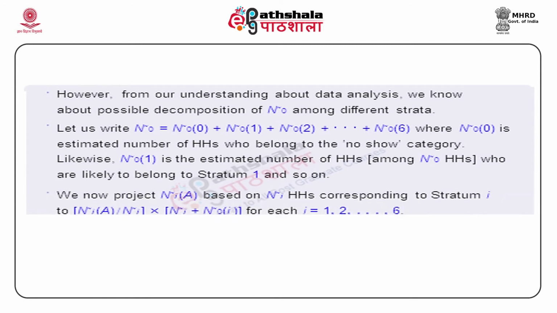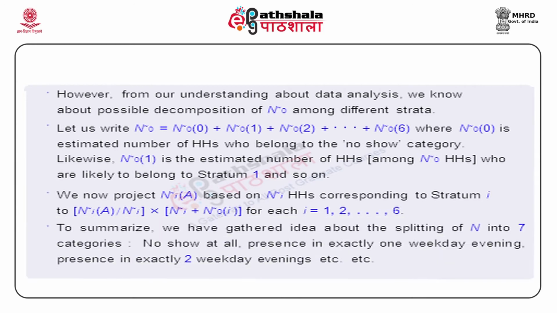We now project ñiA based on ñi households for the stratum i. So, all I am doing is looking at the incidence proportion of all those households in the category i in respect of the feature A, and that proportion I am projecting to all those who are present today belonging to the category i, and the projected number of those who are not available today but still belonging to the category i. So, to that I project this proportion and I come up with a larger number.